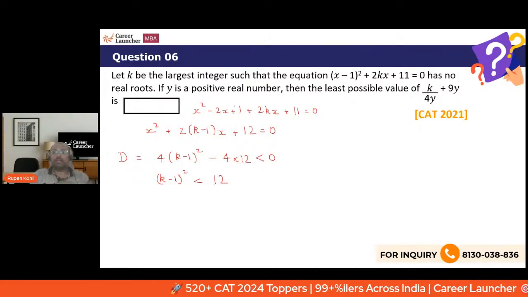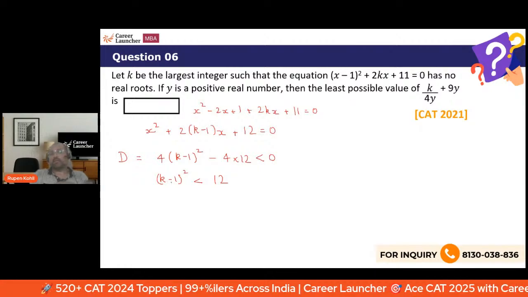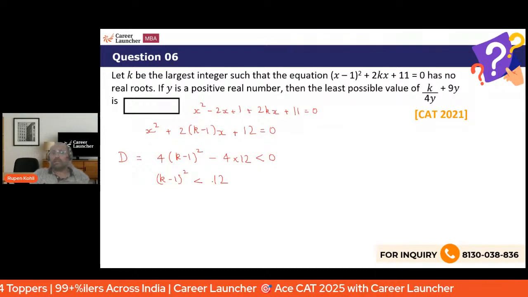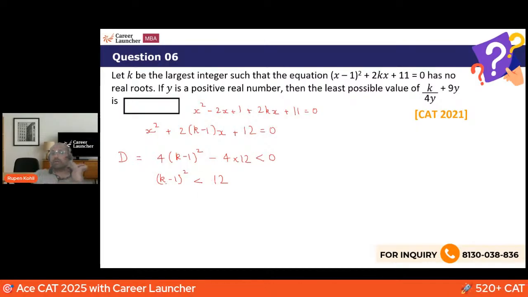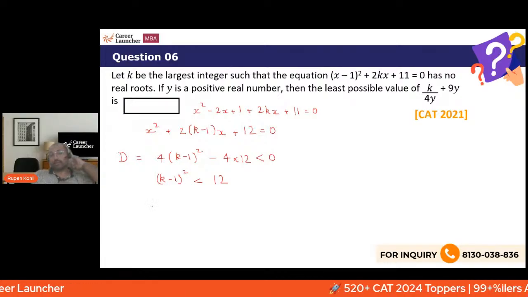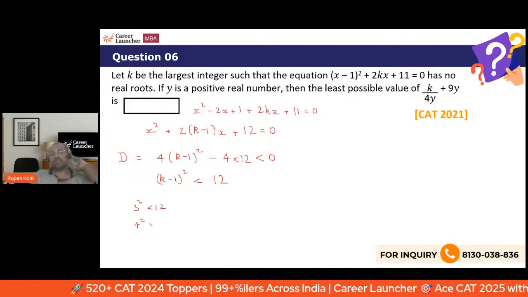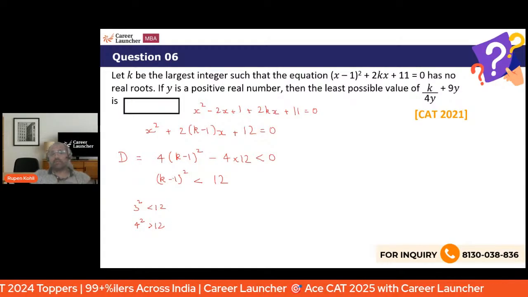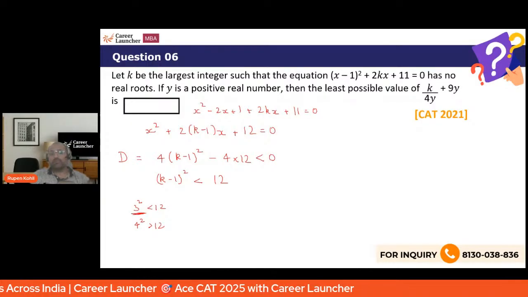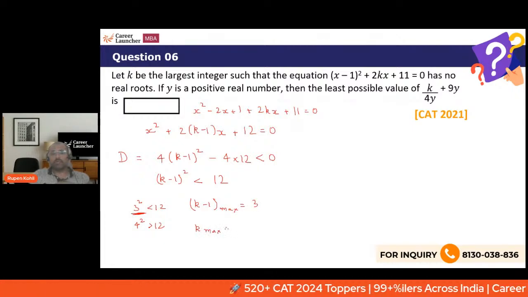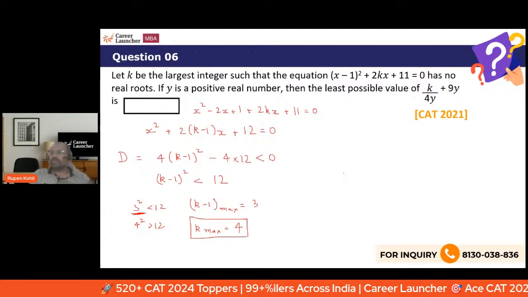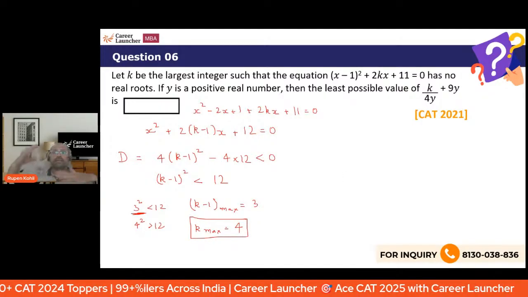k is the largest integer to satisfy this condition: k minus 1 the whole square is less than 12. For the largest integer, we will obviously choose the positive values and not the negative values. 3 square equals 9 is less than 12. 4 square equals 16 is more than 12. So k minus 1 can be at the most equal to 3, or k can be at the most equal to 4.